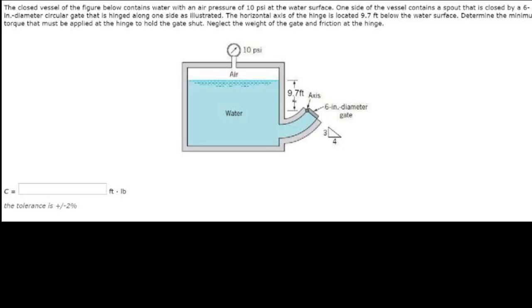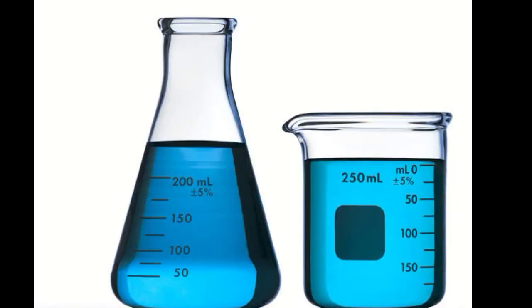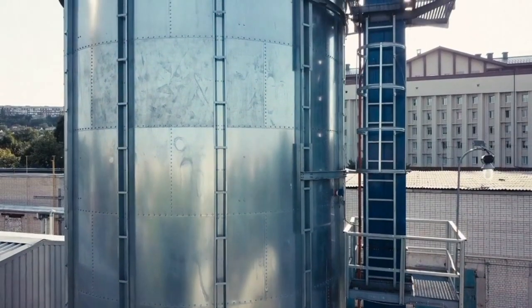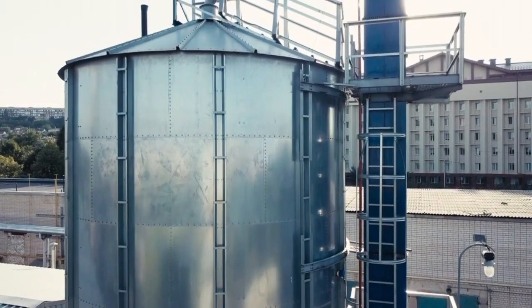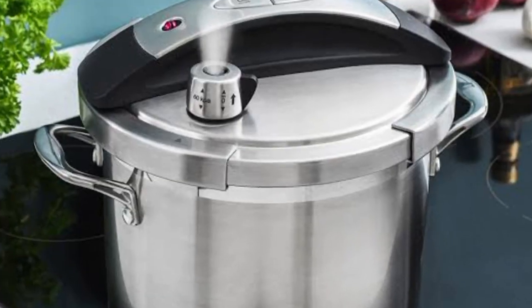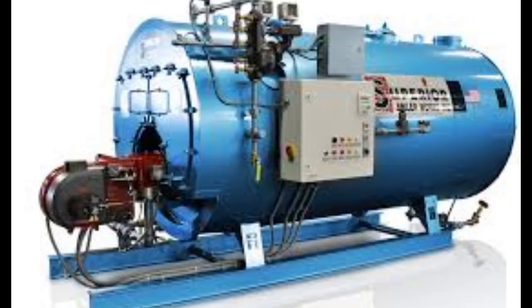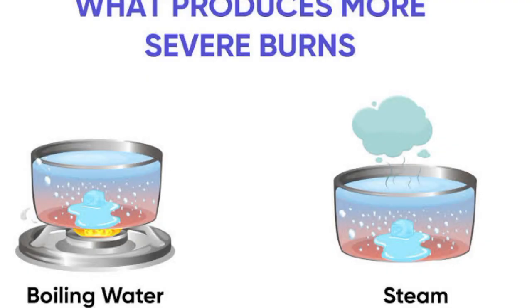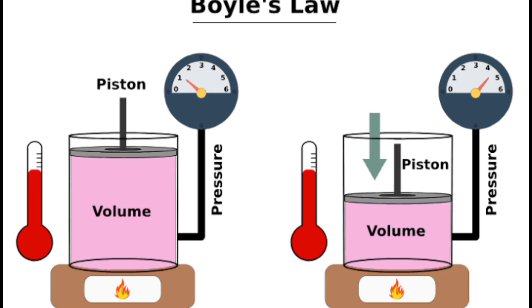Point 1. Closed vessel, which has a volume more than 22.75 liters. A closed vessel should have at least 22.75 liters of water, and only then we will call it a boiler. For example, the pressure cooker that is in the houses is also a closed vessel. It also converts water into steam, but we don't call it boiler because it has less volume.